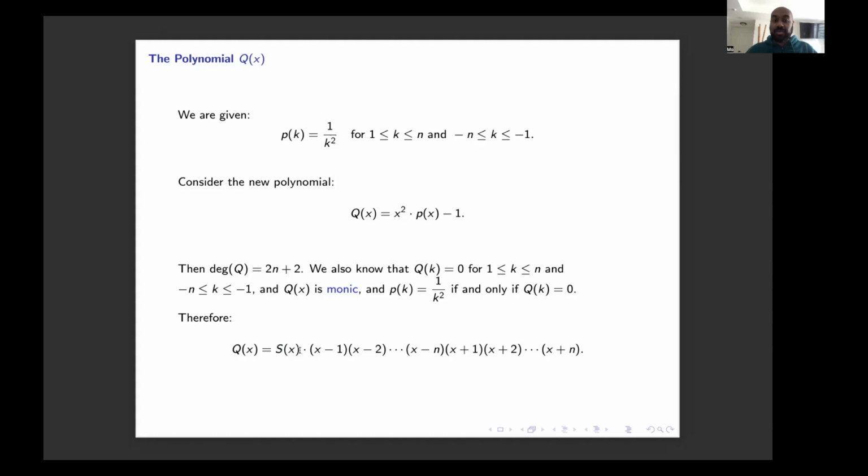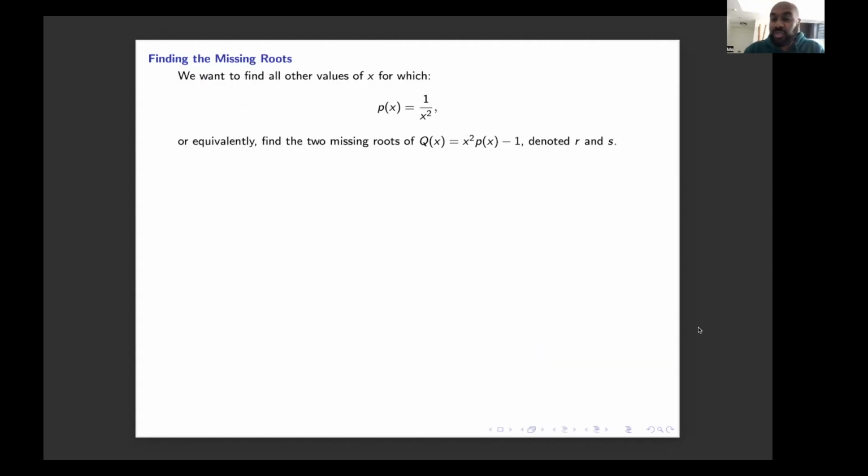And s of x is going to be quadratic because we have the degree 2n part right over here, and the degree of q is 2n plus 2. So again, since q has degree 2n plus 2, and we know 2n of the roots, there are precisely 2 roots missing for q, which will then give us the solutions to p of x equals 1 over x squared. So let's call those roots r and s and try to figure out what they are.